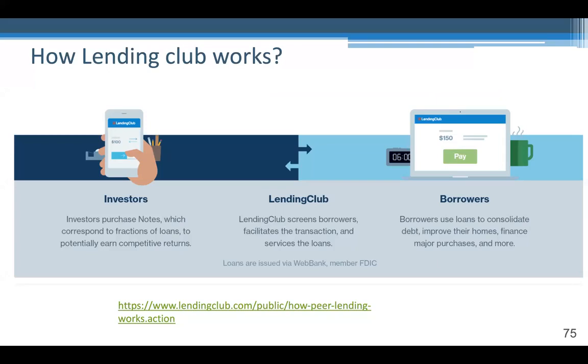And the way it works is, for example, let's say I am interested in buying a boat, and I currently owe $50,000 on my credit cards, and I'm maxed out on all my credit cards, but I still want a boat. So I can go to Lending Club, open up an account, and say, hey guys, I want to buy a boat. I need $10,000 to buy a boat.